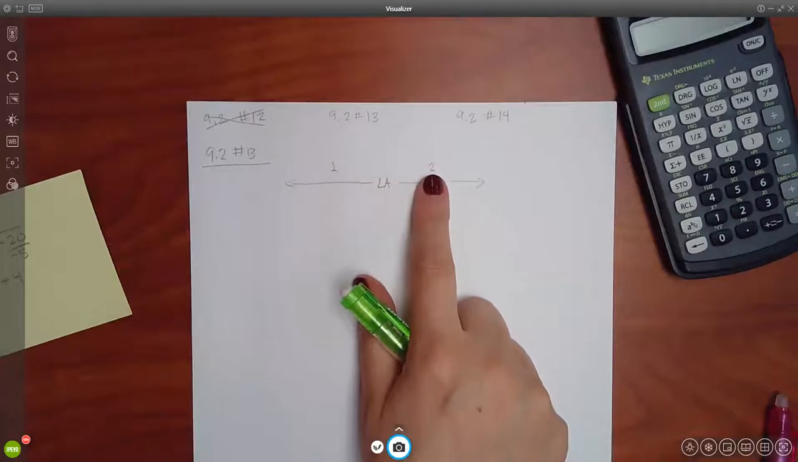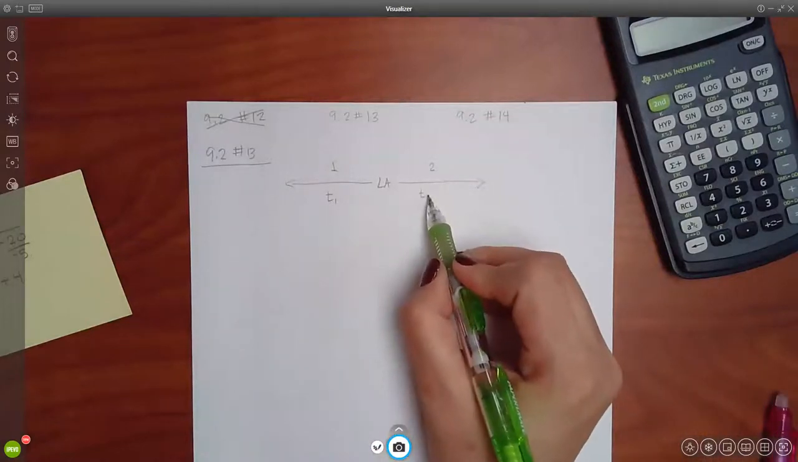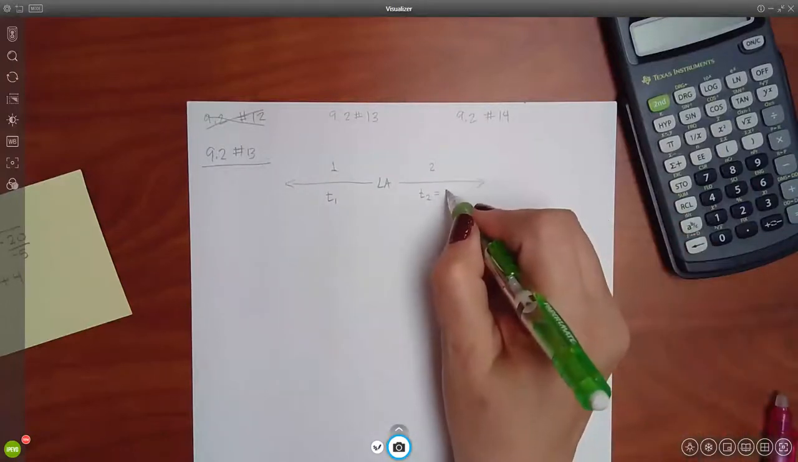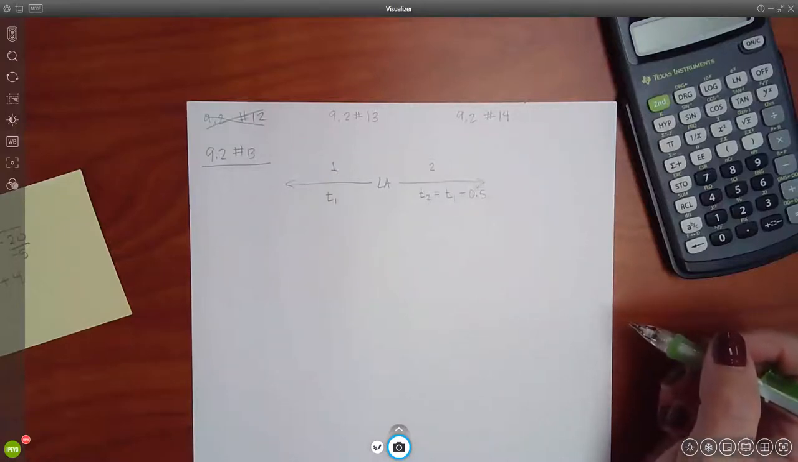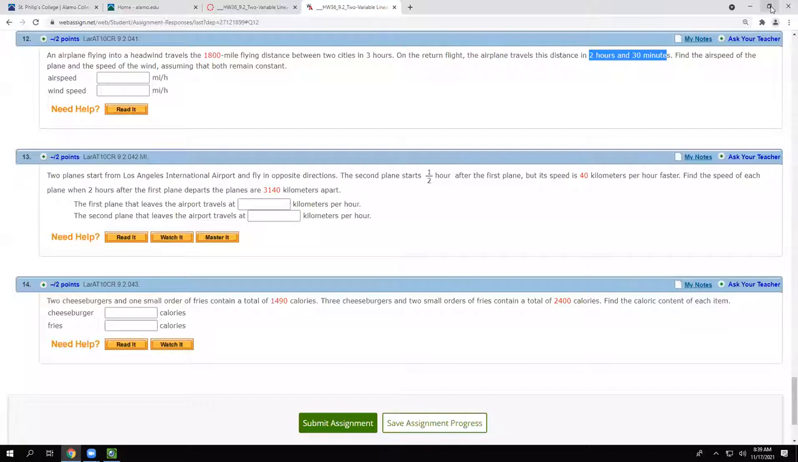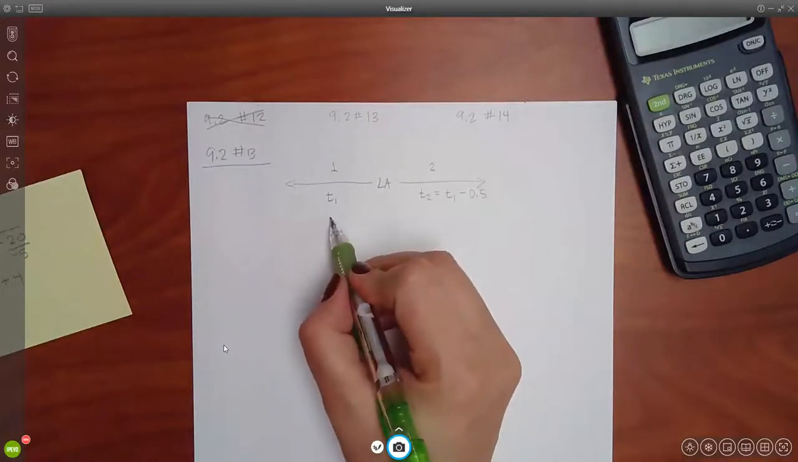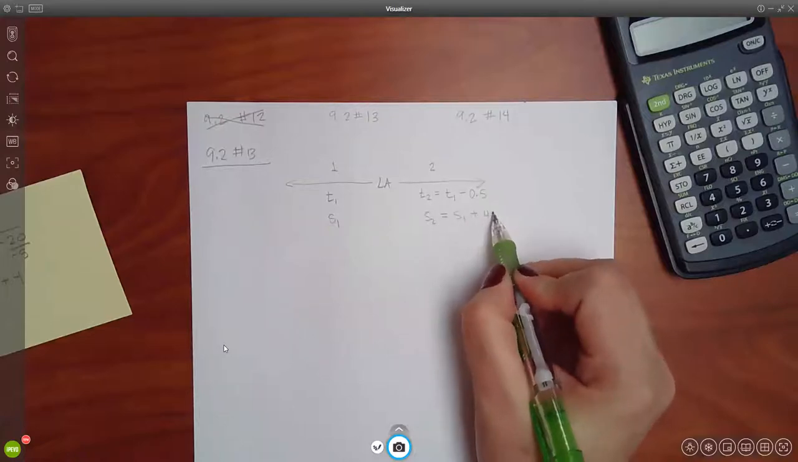Then they told me that the second one left 1/2 hour later, okay? So whatever this guy's time is, his time is going to be 1/2 hour later, right? So it's going to be T1 minus 0.5. Because he'll be driving for 1/2 hour less, right? Or flying for 1/2 hour less. Let's go see what else it tells me. It says, but its speed, since it's talking about the second plane, when it says "but its," it means the second plane's speed. So the speed is 40 kilometers per hour faster. So let me go back over here. So whatever his speed is, this guy's speed is going to be faster. So it's going to be speed one plus those 40 kilometers.